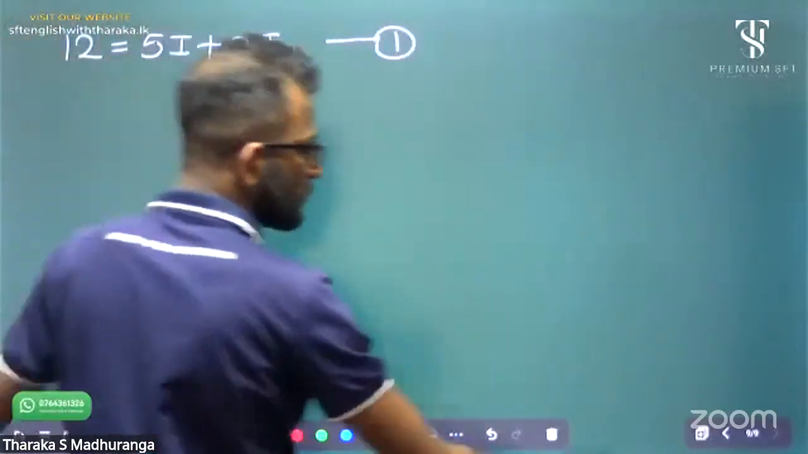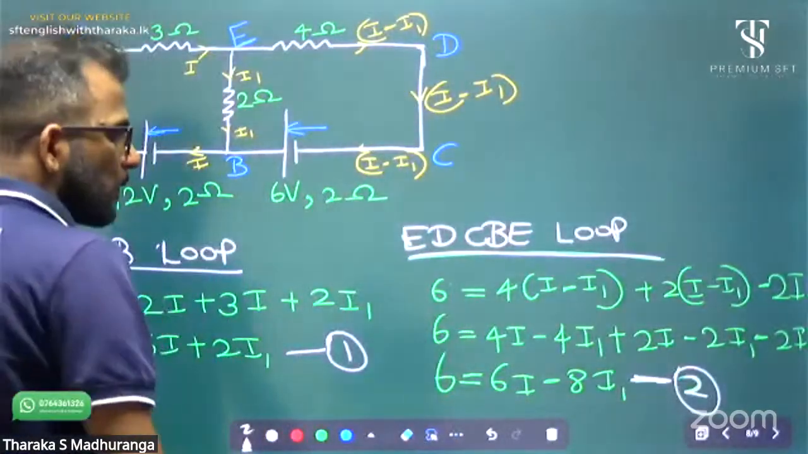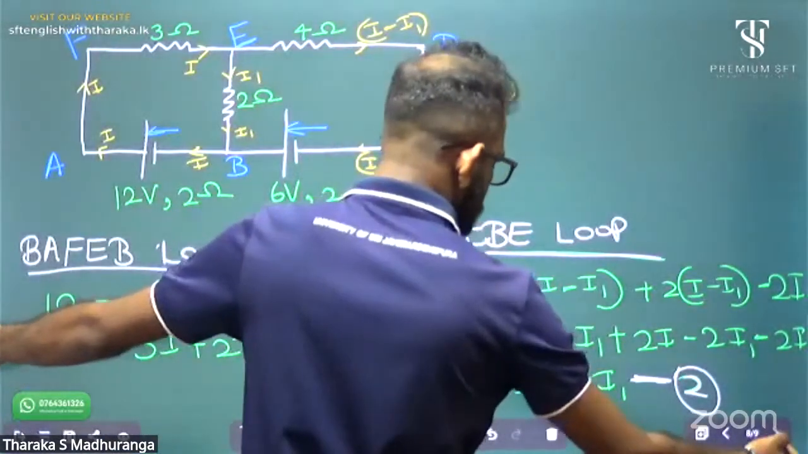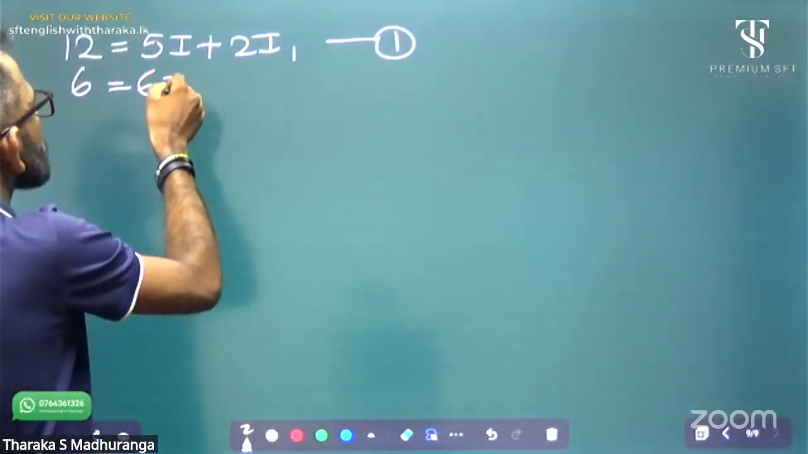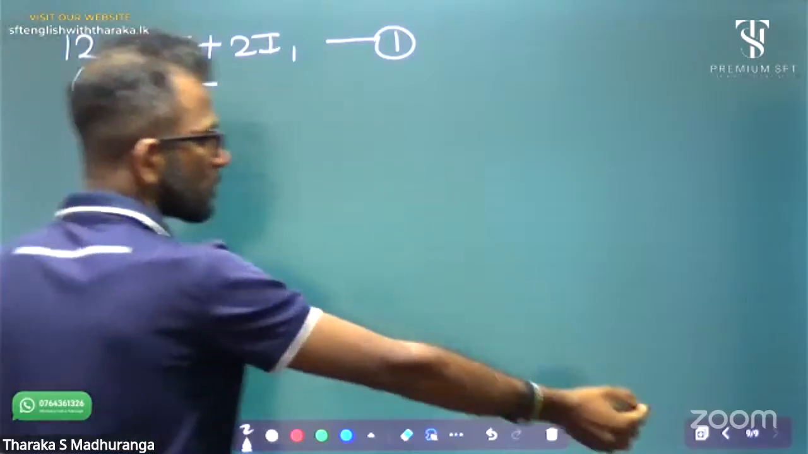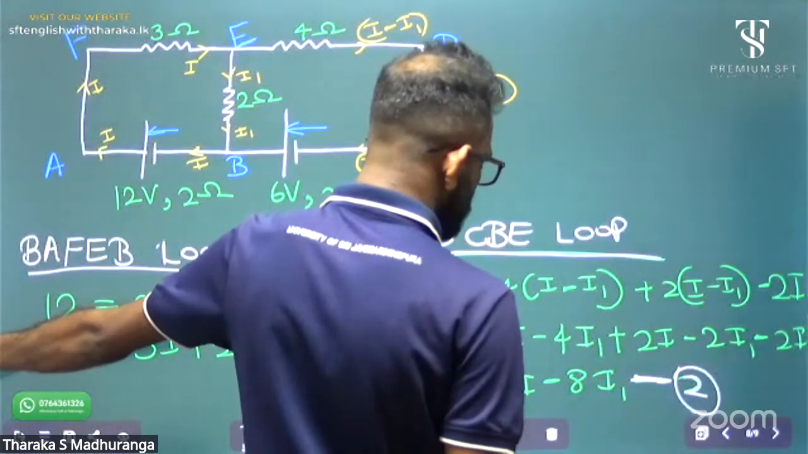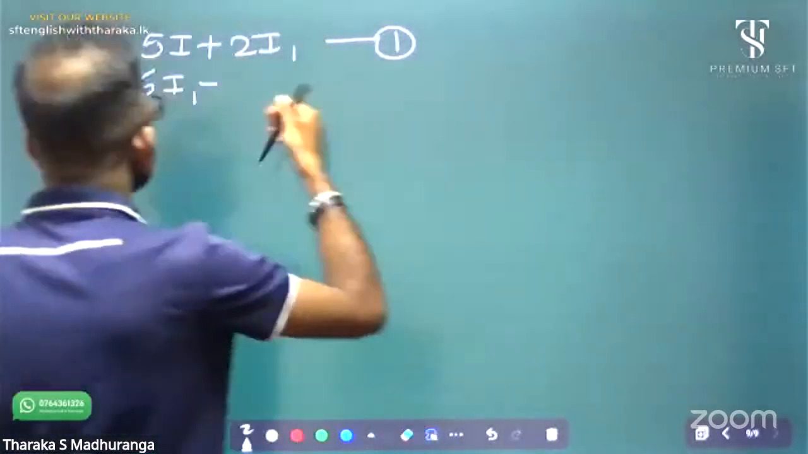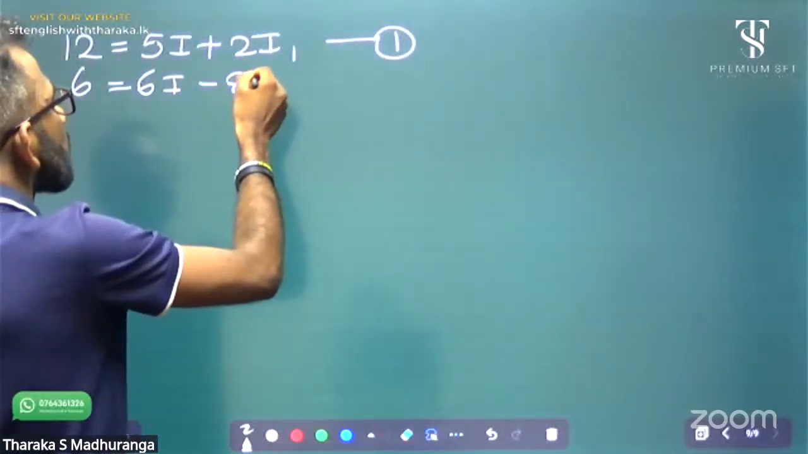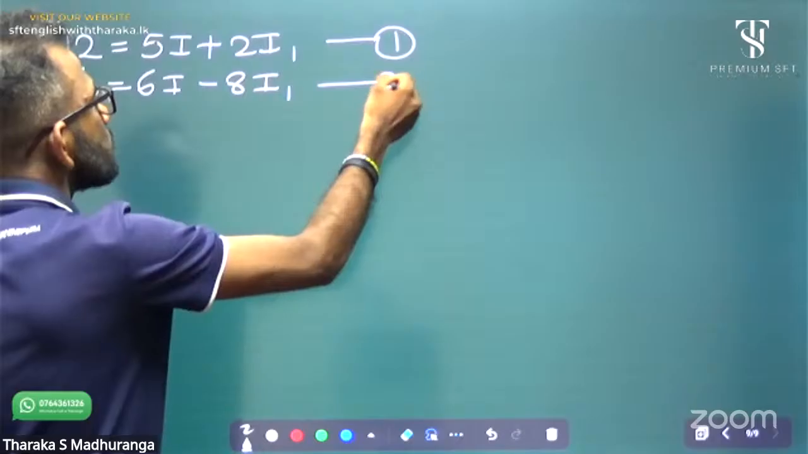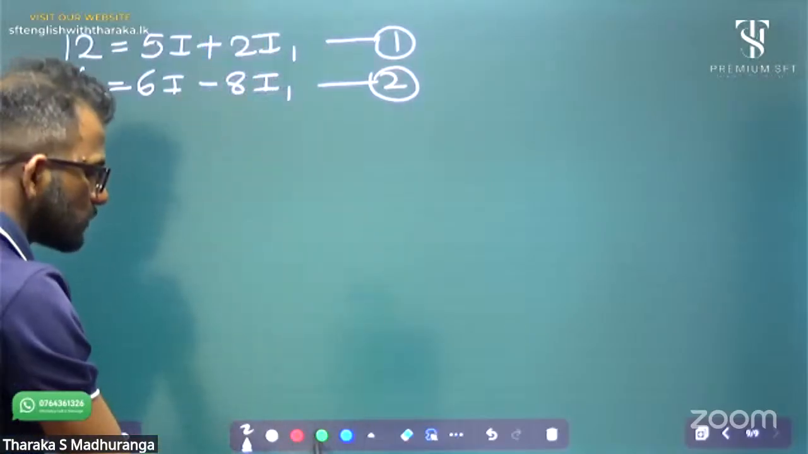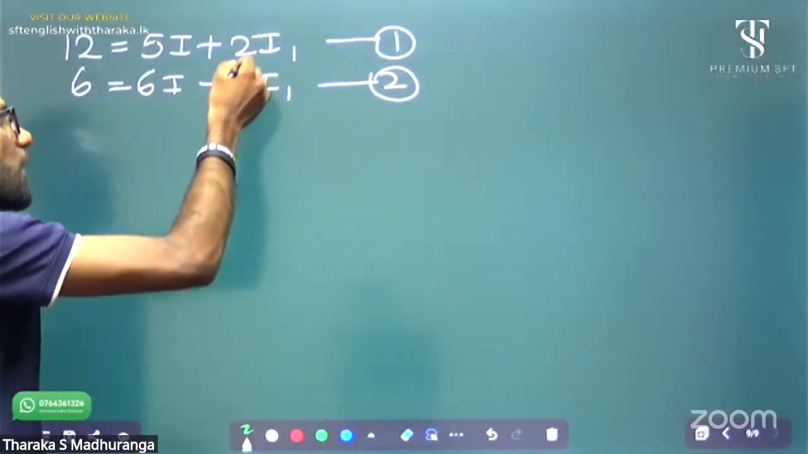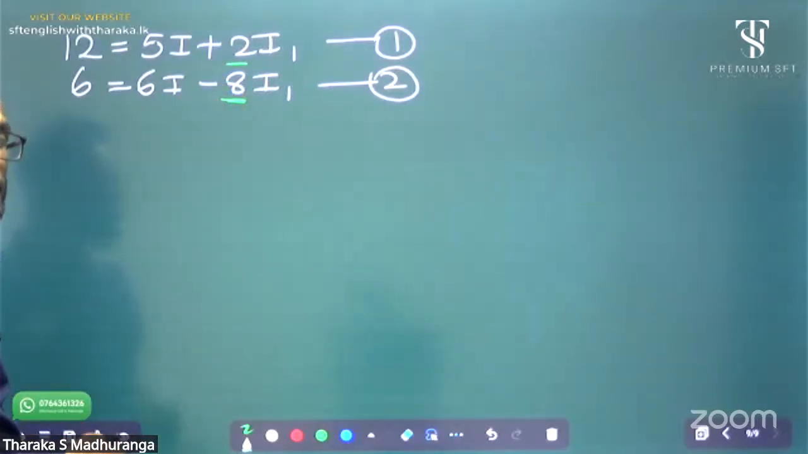First equation: 6I minus 8I1. This is my second equation. Okay, now I1, it is minus 8. This one plus 2.